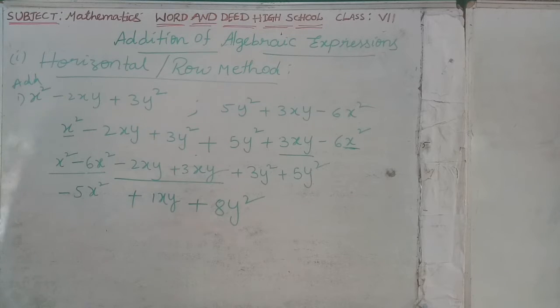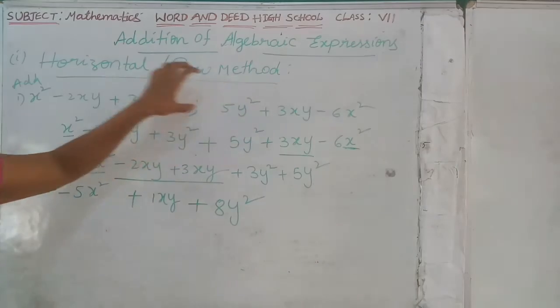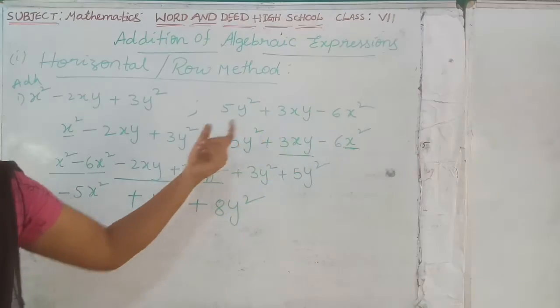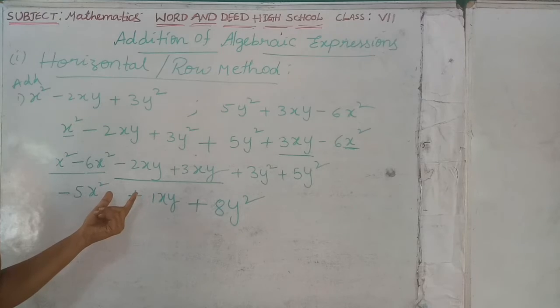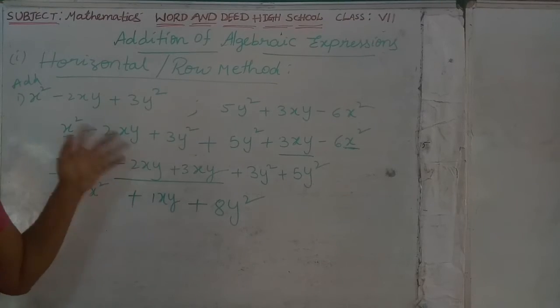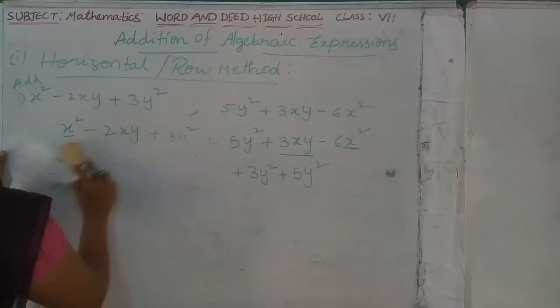So, this is the horizontal method, children, or row method. What have we done here, children? See, two expressions they have given. The two expressions in one row we have written. So, what are the like terms? Those like terms we can write together. Then we can add, children. So, this is the first problem. Now, let us discuss the other problem also, children.